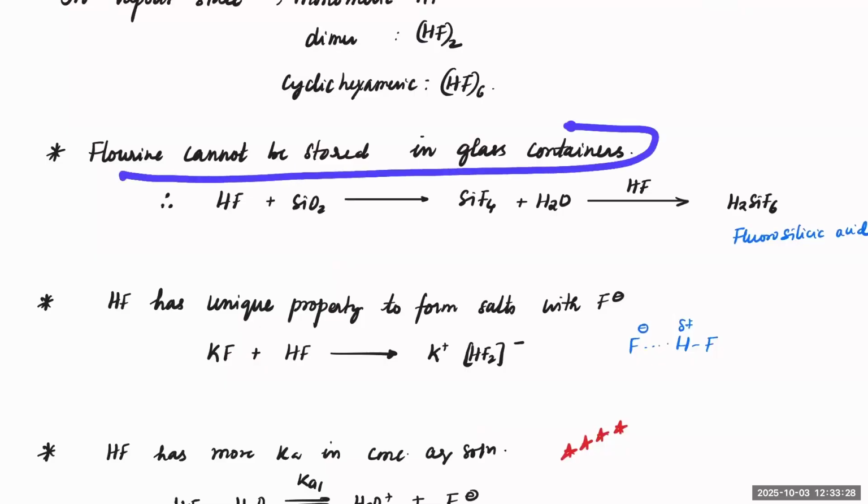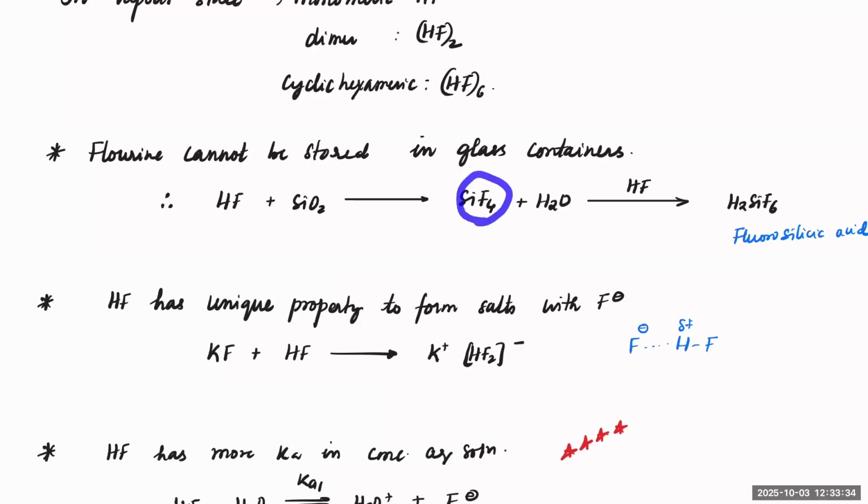Fluorine cannot be stored in glass containers. In fact, you know that, correct? HF plus SiO2 breaks down to SiF4 plus H2O. Got it? And SiF4 plus HF will convert into fluorosilicic acid.